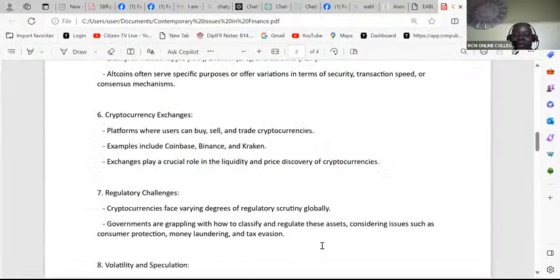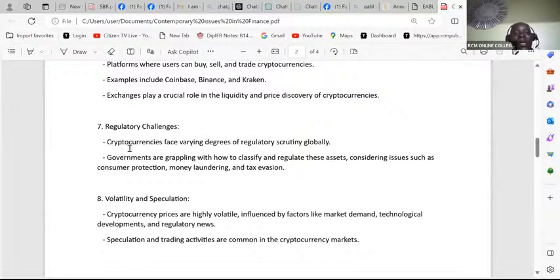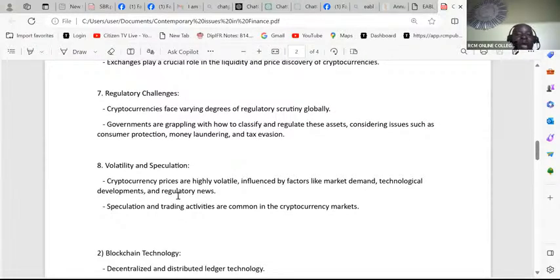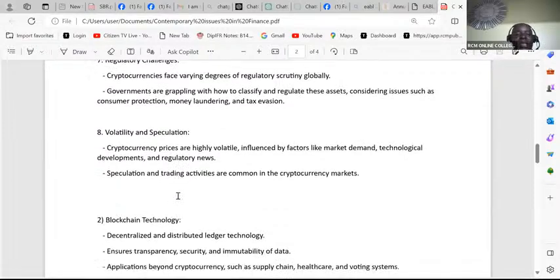Now, regulatory challenges of this crypto. Cryptocurrencies face varying degrees of regulatory scrutiny globally. Governments are grappling with how to classify and regulate these assets, considering issues such as consumer protection, money laundering, and tax evasion. Volatility and speculation, of course, we know that they are very volatile in terms of prices. Cryptocurrency prices are highly volatile, influenced by factors like market demand, technological developments, and regulatory news. Speculation and trading activities are common in the cryptocurrency markets.